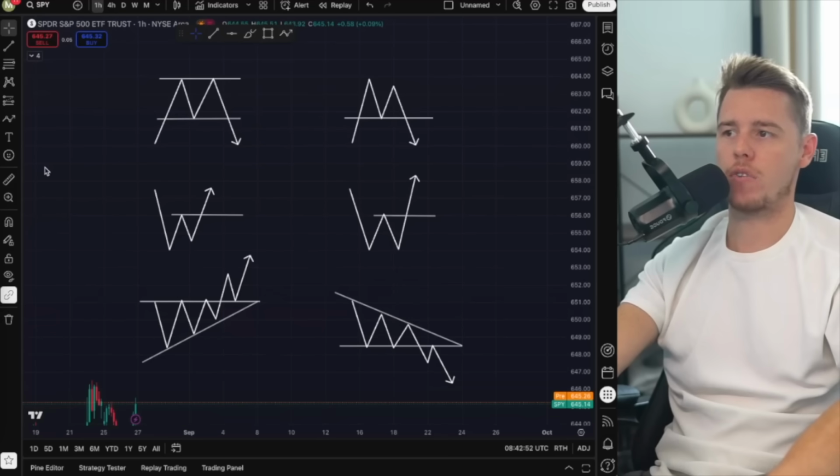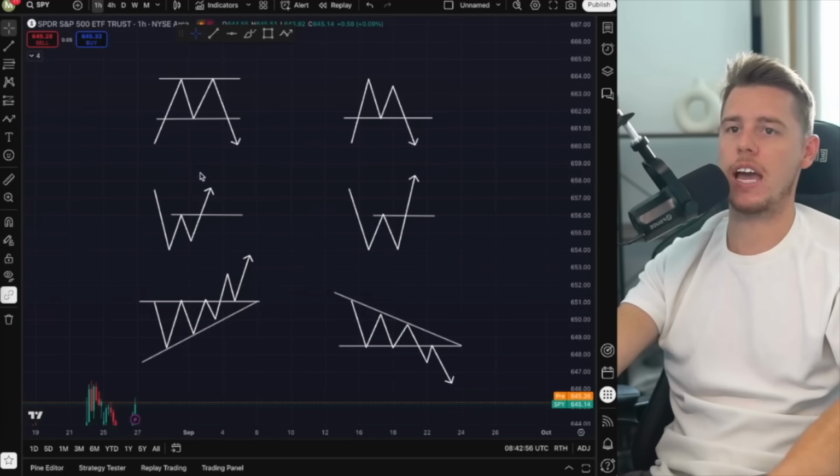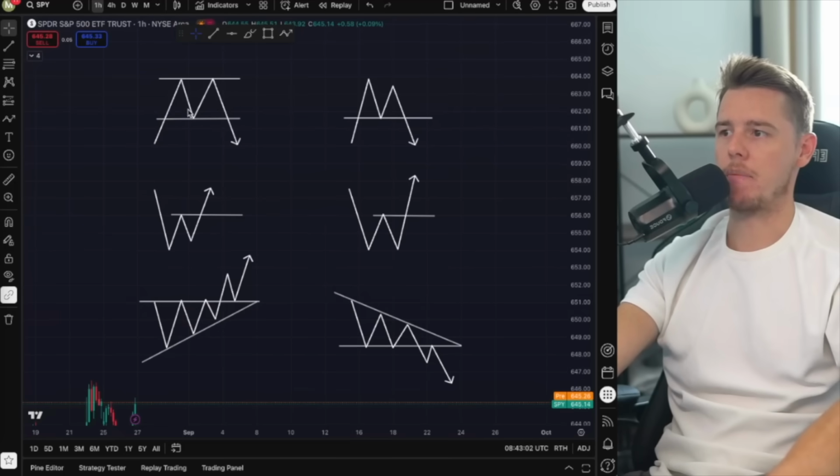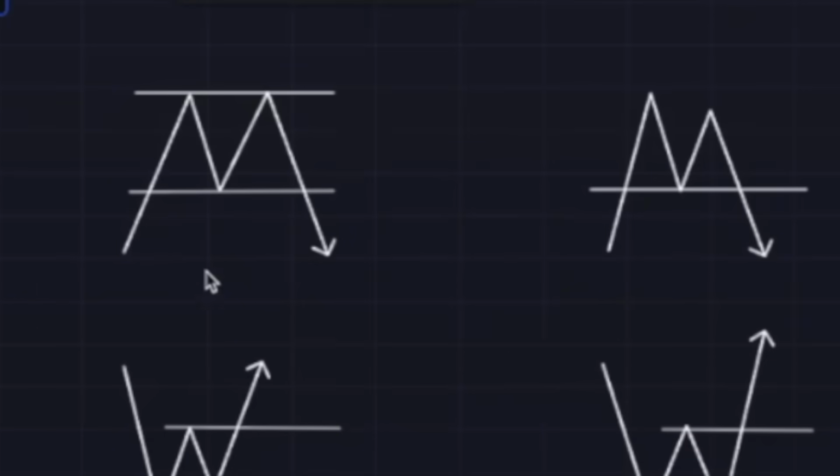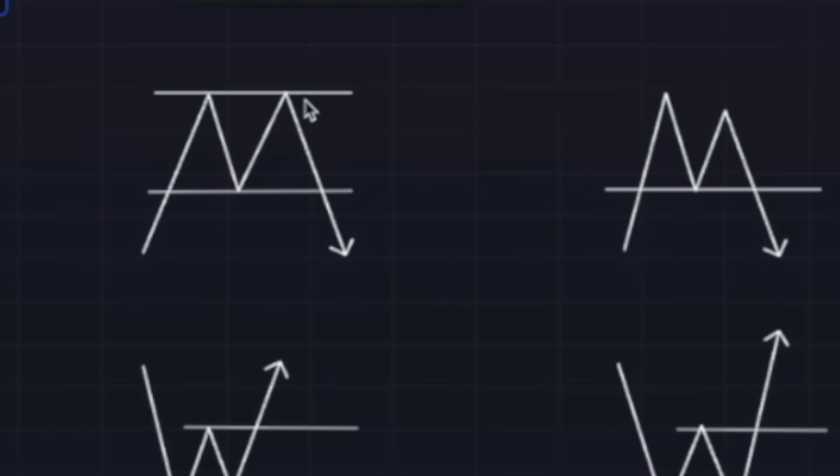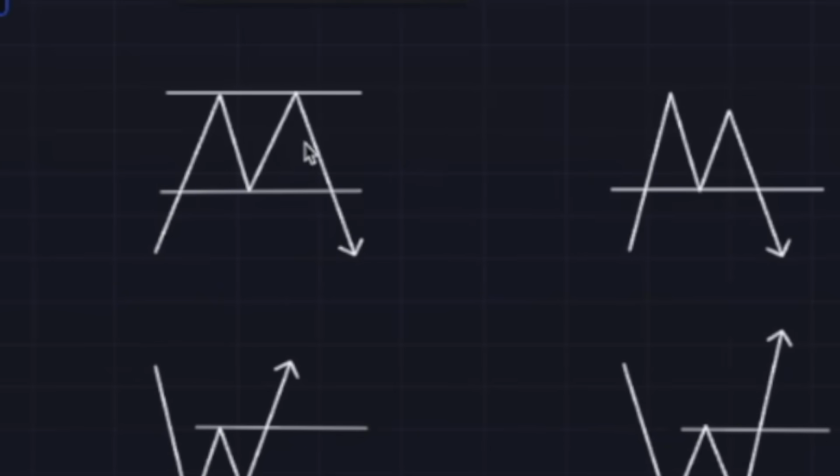Let's start first of all with the classic one. We have the W pattern, the double bottom, and we also have the M pattern, the double top. The double top works like this: price rallies up, pulls back a bit, makes another push to the upside, but fails to break the high. Often it's even a retest of the previous high exactly to the dollar, and we get a rejection there.